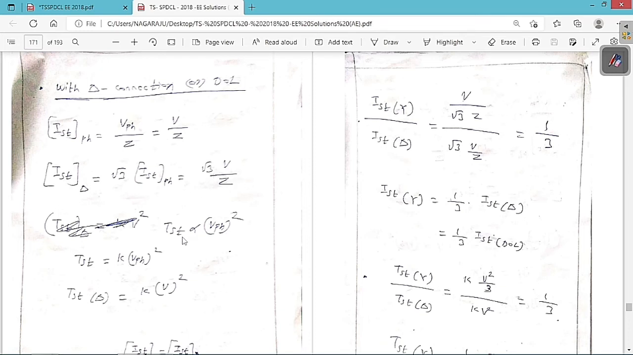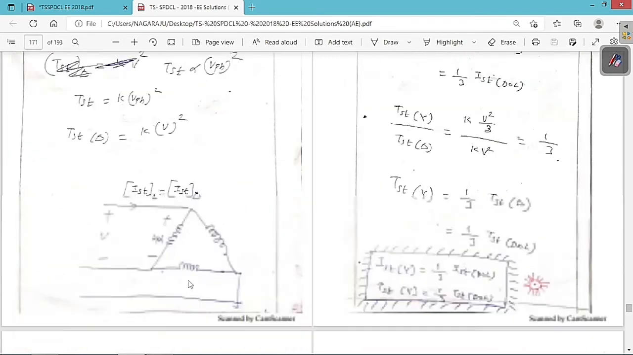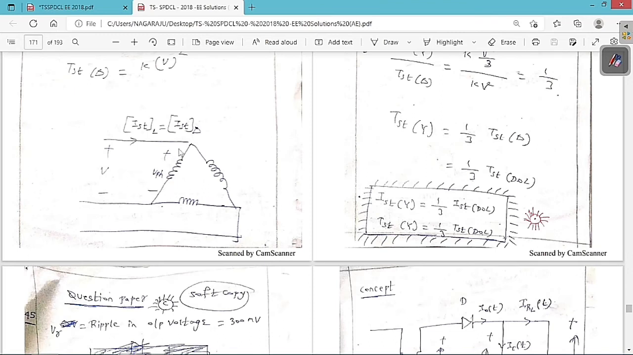And I already told you the starting torque is always directly proportional to phase voltage whole square. If you remove this proportionality, you keep the constant K into V phase square. In a delta connection, line voltage is equal to phase voltage. So therefore V square, where V is the line voltage. Now these are the equations that we are going to get, and now we are going to compare the equations. So this is basically the stator winding we are going to connect in delta. Line voltage is equal to phase voltage, and line current is equal to root 3 times the phase current.